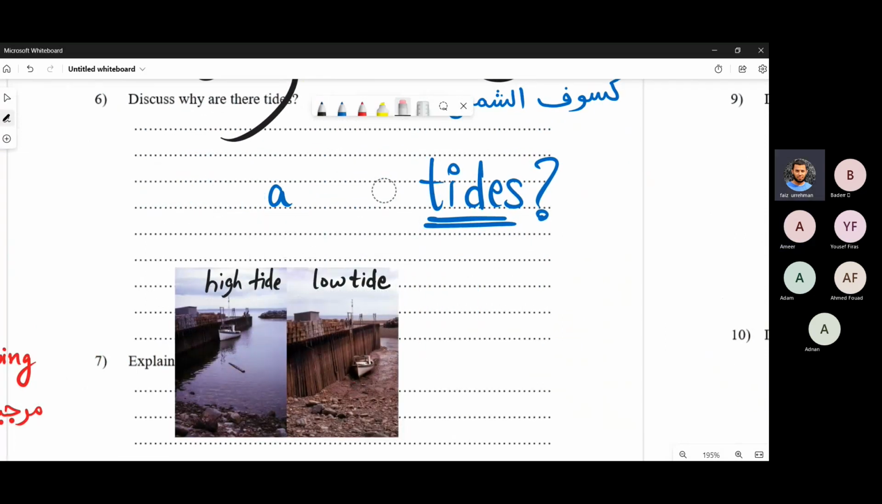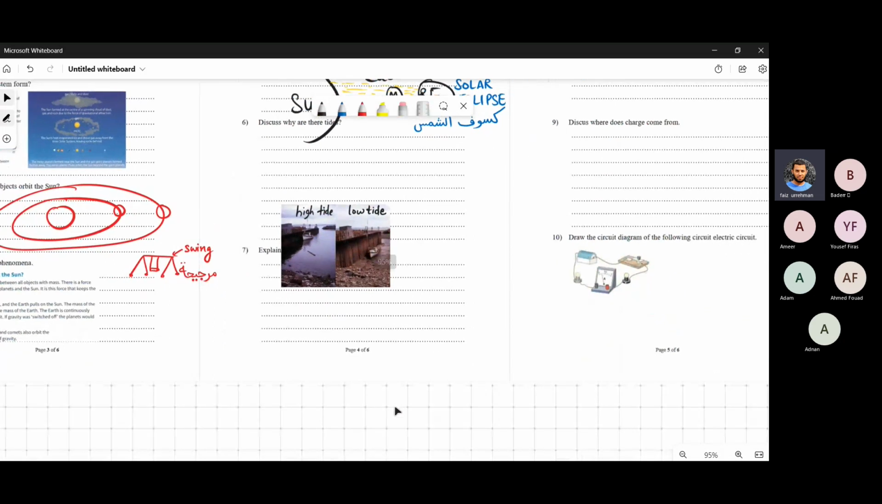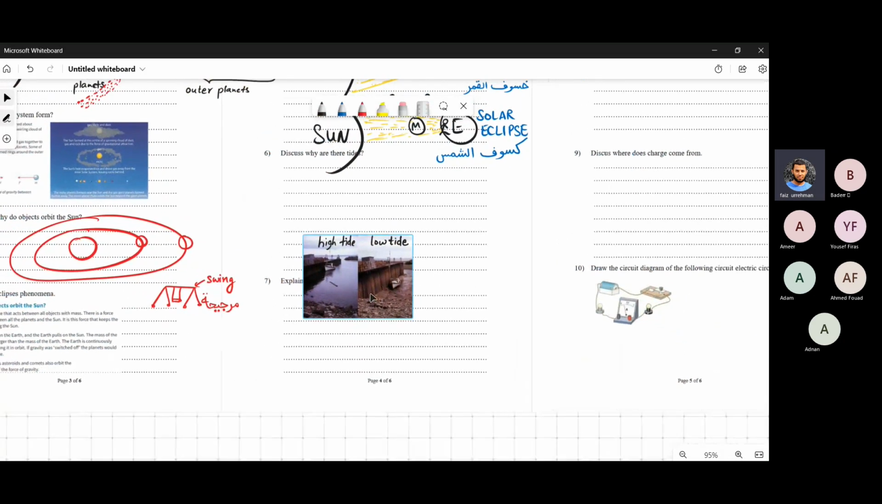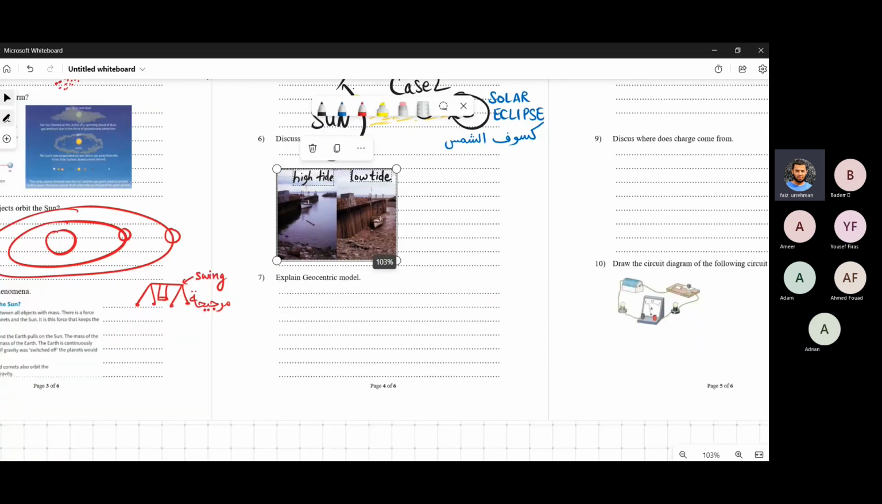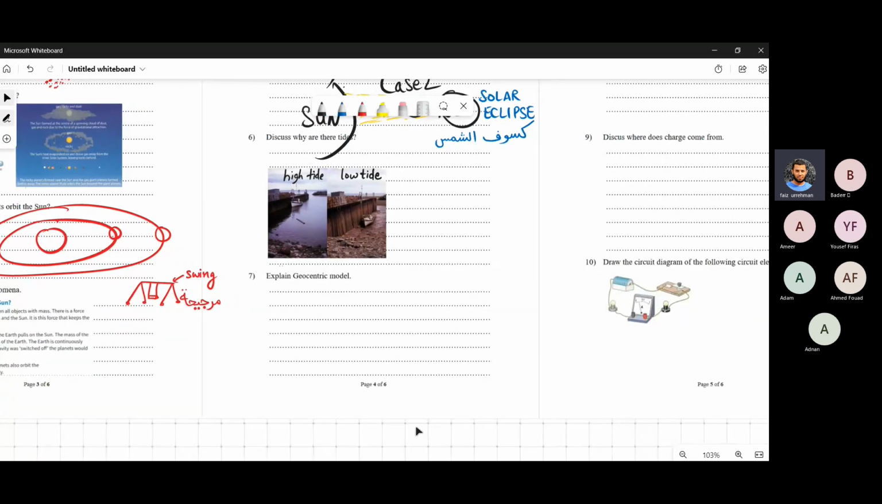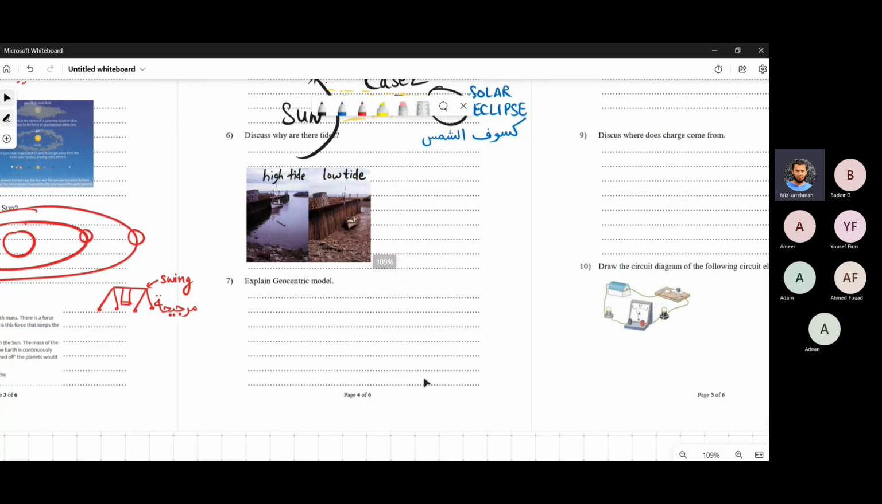Okay, so how are tides formed and what are tides? Tides are when the level of water in the ocean rises or falls. It remains for a very long time during the day, and high tide and low tide can occur one after the other. I'll bring you the diagram, because the diagram in your answer sheet is also good.